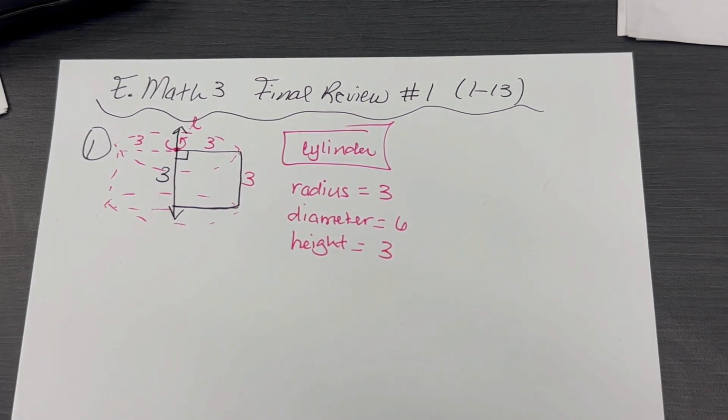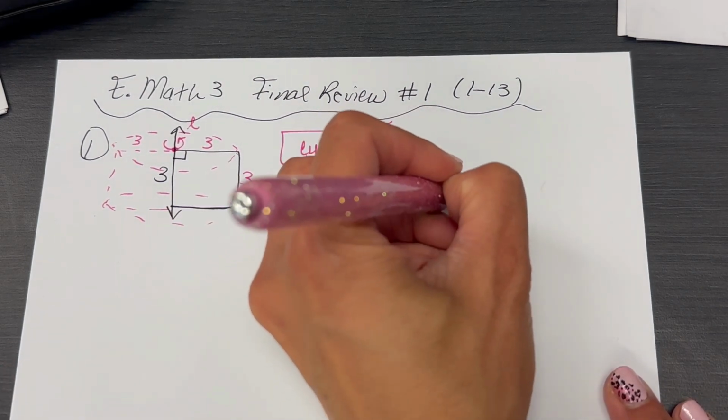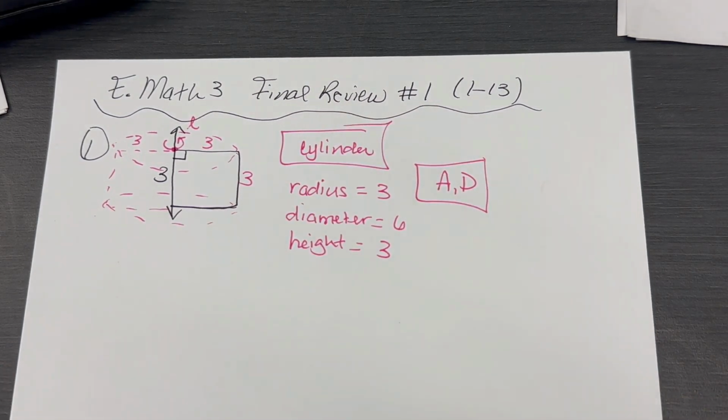So the first answer option is, object is a cylinder with radius 3 units. Yep, A is correct. Object is a cylinder with radius 6. Nope, we already said the radius is 3. Object is a cylinder with diameter 3. Nope, the diameter is 6. Object is a cylinder with a height 3. Yes, so you had to select D also. Object is a cylinder with a height of 6. No, we already said the height is 3. So A and D were the correct options there.